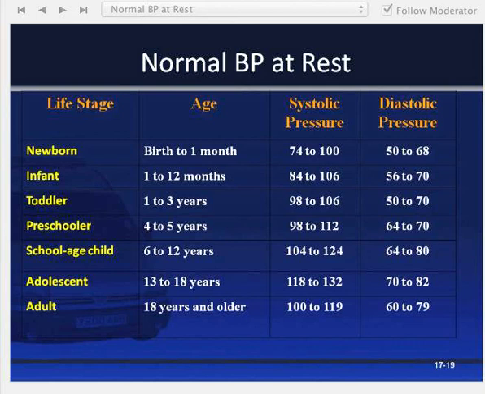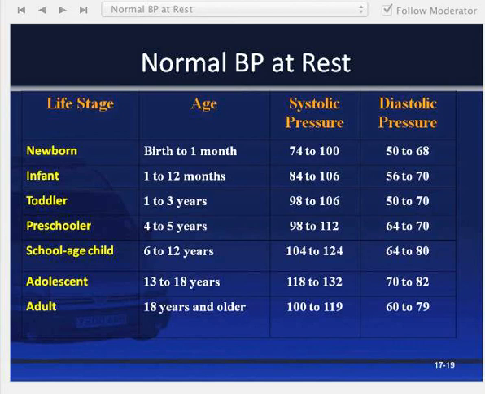Normal blood pressures at rest vary according to patient's age. Newborns, the systolic should be 74 to 100 with a diastolic of 50 to 68. Infants, systolic of 84 to 106 with a diastolic of 56 to 70. Toddlers, systolic of 98 to 106 with a diastolic of 50 to 70. Preschoolers, systolic of 98 to 112 with a diastolic of 64 to 70.